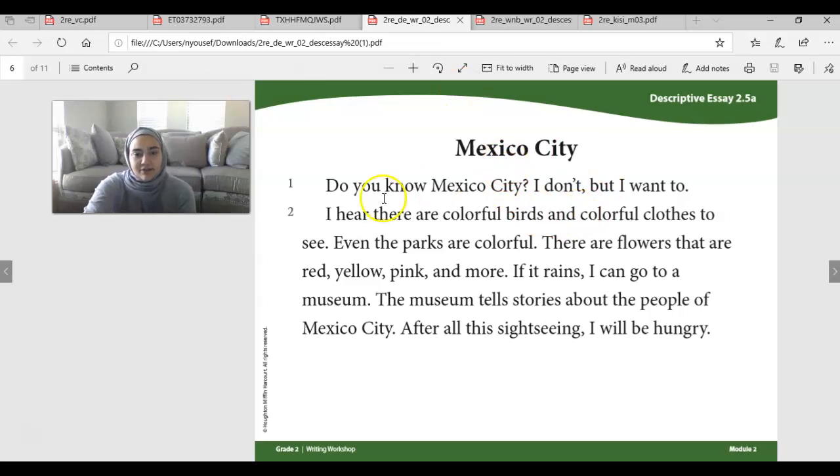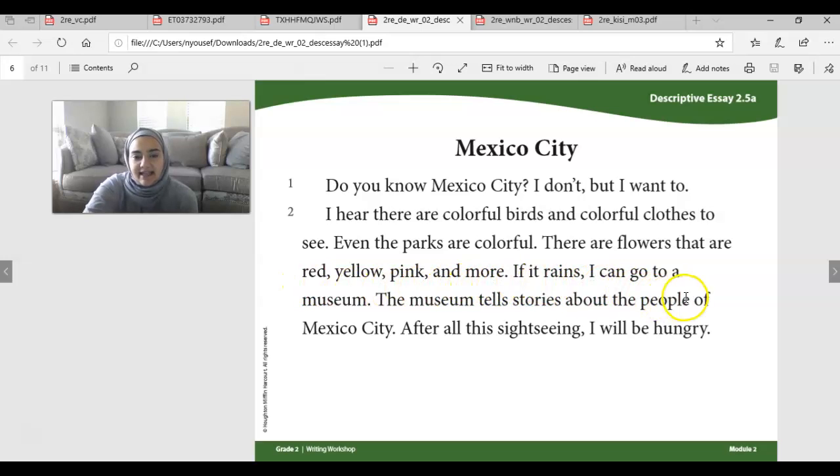So it says Mexico City. Do you know Mexico City? I don't, but I want to. I hear there are colorful, see, and that's his introduction. That's how he introduced it, right? I hear there are colorful birds and colorful clothes to see. Even the parks are colorful. There are flowers that are red, yellow, pink, and more.